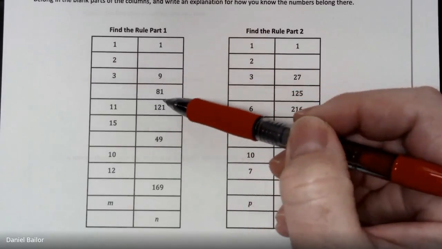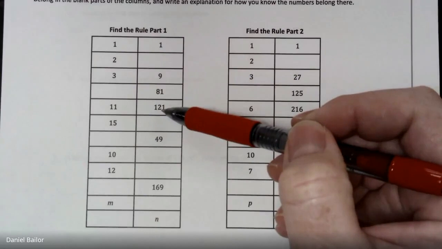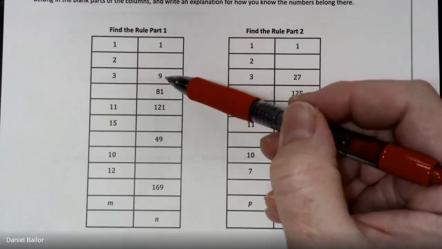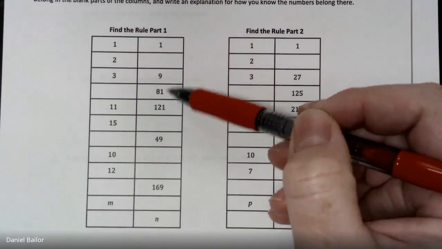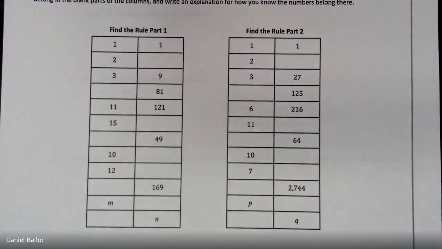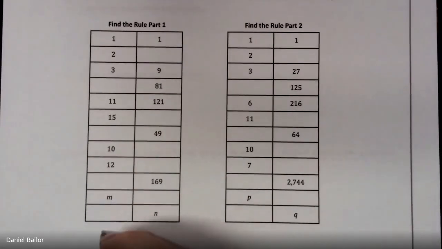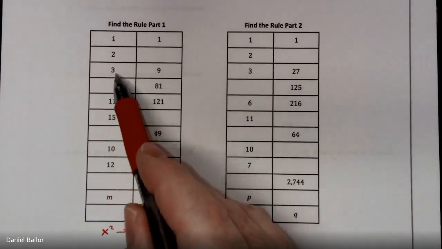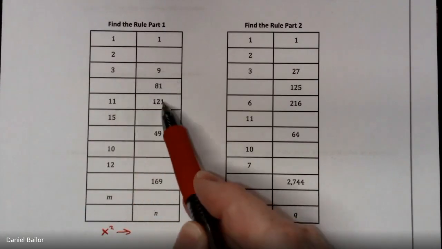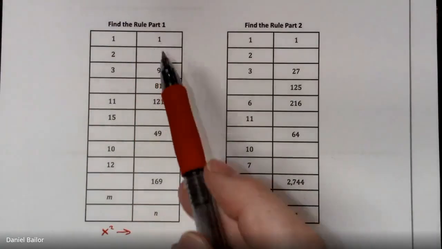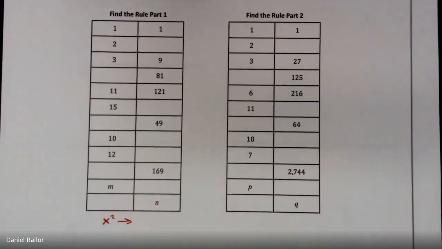How does 11 turn into 121? Well, that's 11 times 11. So this one is 3 times 3. This one is 11 times 11. This looks like 1 times 1. So the rule seems to just be take this side and we square it. Seems to be a square. So if we want to go that way, we need to square what we're doing. Because if we move to the right, we do 3 squared makes 9. 11 squared makes 121. 1 squared makes 1. So that should help us figure out some of the missing numbers.